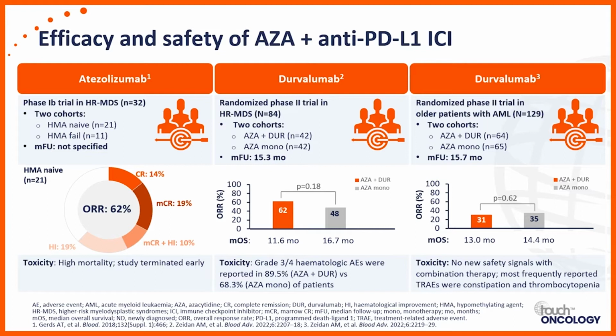Grade 3 and 4 hematologic adverse events were reported more frequently in the combination arms, azacitidine plus durvalumab, as compared to azacitidine alone. The overall response rate in the MDS group was 62% and was higher than in AML patients. But these studies showed that azacitidine combined with durvalumab was feasible, but provided neither response nor survival advantages over azacitidine alone, both in high-risk MDS patients and AML.